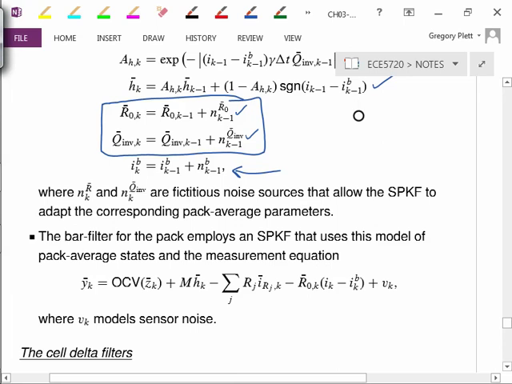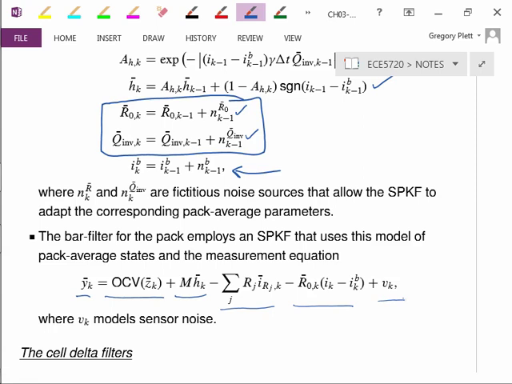We need an output equation. Our output equation says voltage is OCV plus the analog hysteresis. You could put in the instantaneous hysteresis too if you desired, the diffusion, the IR, and then the sensor noise itself. So that part did not change in any kind of unexpected way.